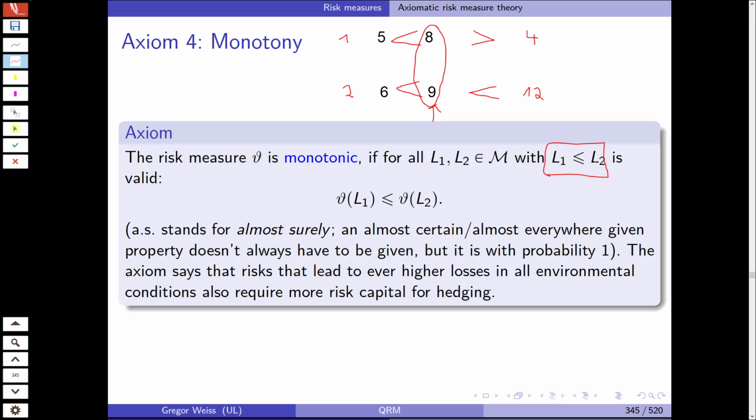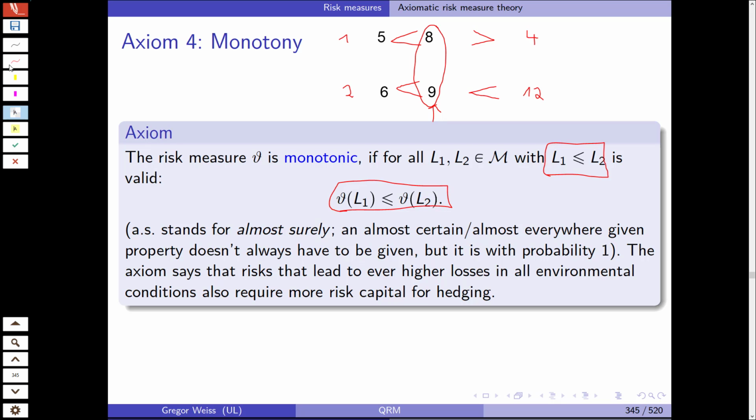I'll say this in German again. Die Zufallsvariable L1 muss in allen Zuständen immer kleiner oder gleich L2 sein. Diese erste Variante, dass wir zwei Zufallsvariablen haben und die eine ist mal besser, die andere ist mal schlechter, je nachdem, in welchem Zustand wir uns befinden, darüber sagt die Monotonie nichts aus. Wir sagen nur etwas darüber aus, wenn L1 echt besser ist in allen Zuständen als L2. Dann muss natürlich auch das Risikokapital hier kleiner oder gleich sein als für das zweite Risiko.